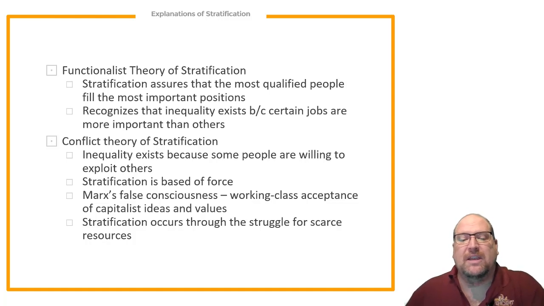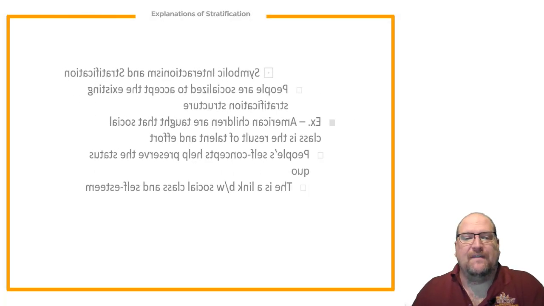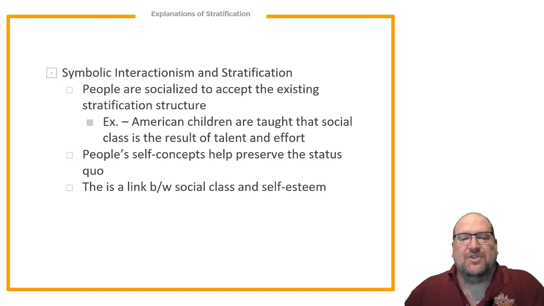Karl Marx, if you recall, came up with this idea of false consciousness, where the working class accepts the idea that they are in the class they're supposed to be. Stratification occurs through the struggle for scarce resources, which is the definition of stratification. And then finally, symbolic interactionism. People are socialized into accepting the existing stratification structure, that people have always been in these social classes, and therefore they just are what they are, whether they like it or not.